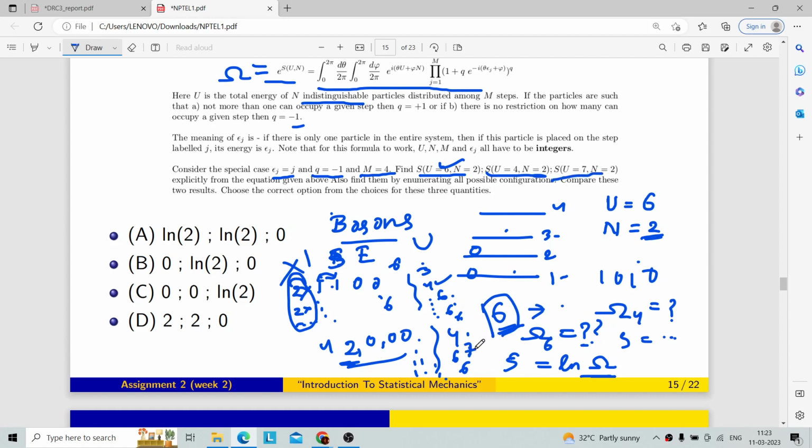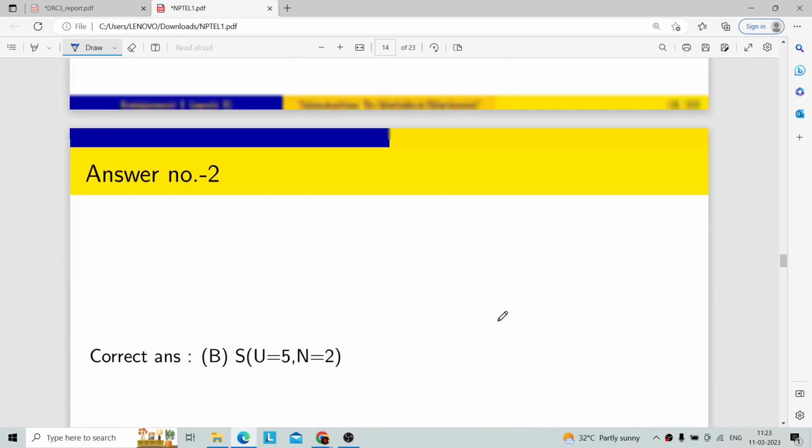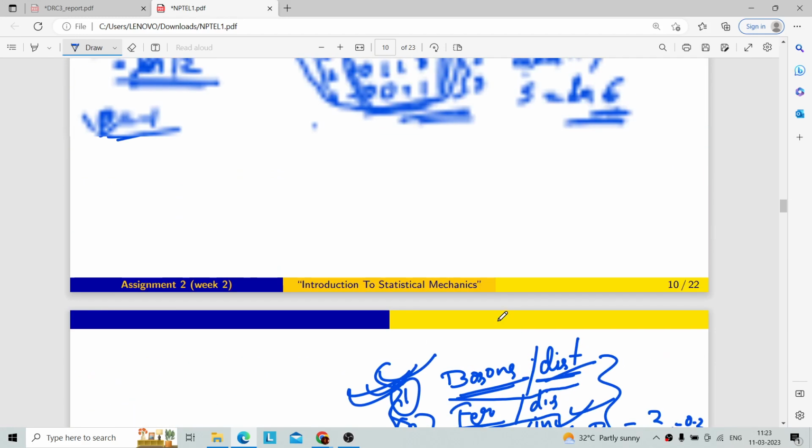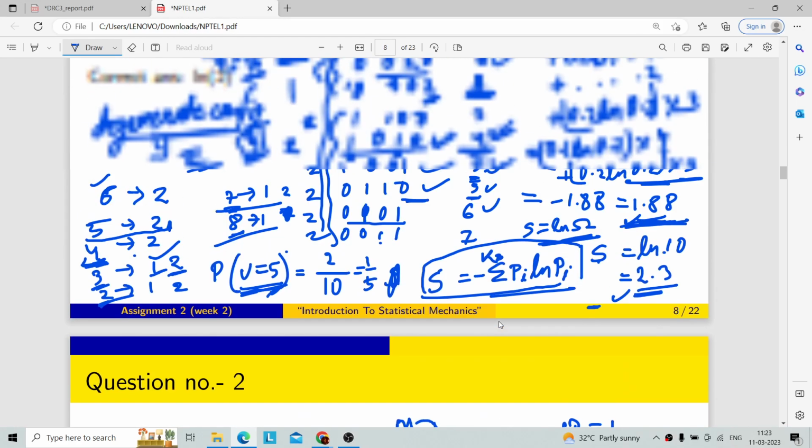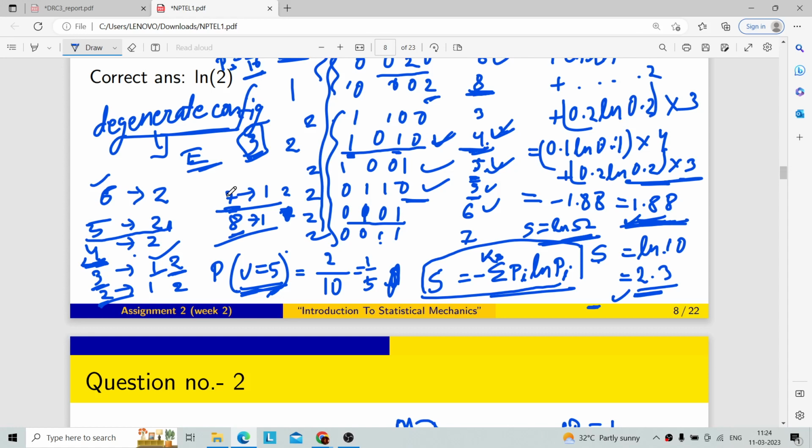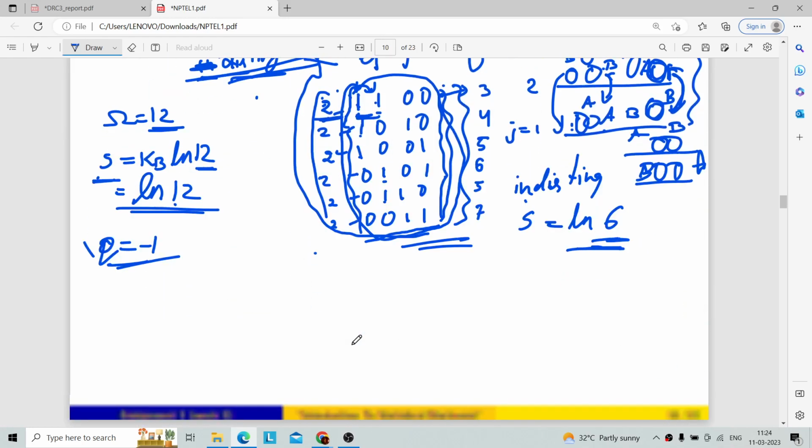You have to find how many 7's are there. That we know, we have calculated here. No need to calculate again. We have one 7, right? So for this 7 case, S of U equal to 7 and number of particles 2. What is the entropy? We have only one microstate corresponding to this energy 7. So this is Kb ln of 1. Ln of 1 is 0. So this is 0.